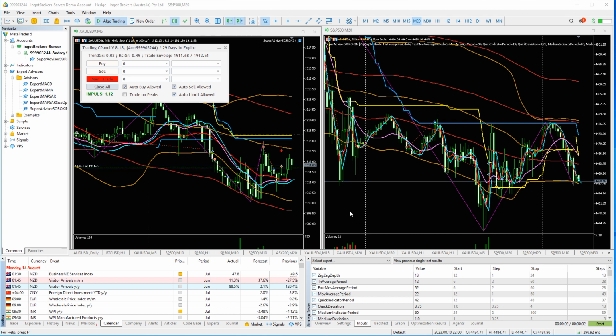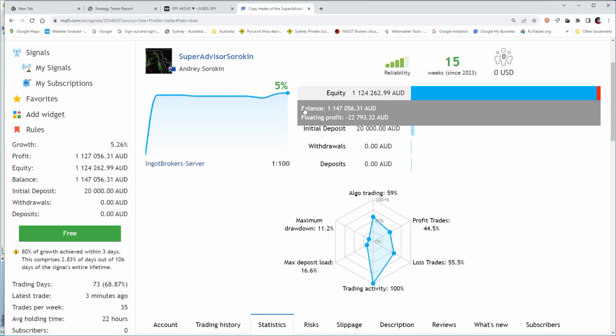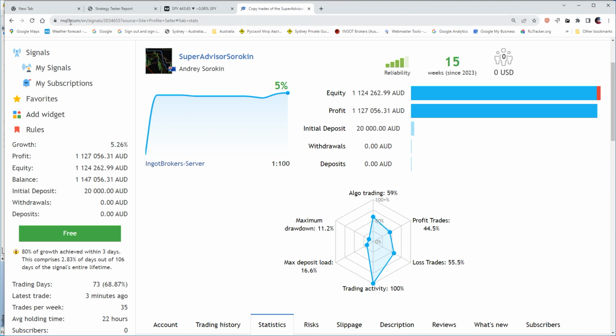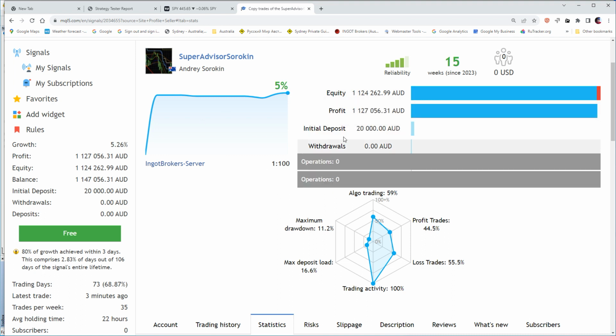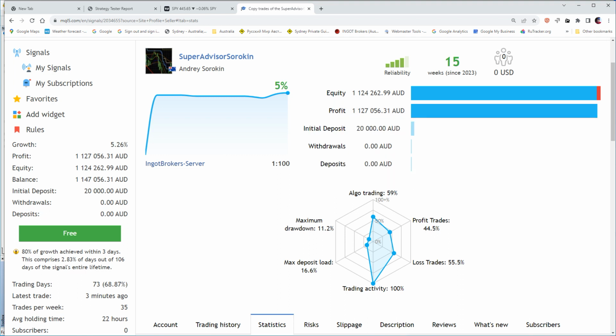So there is a system, Super Advisor Sorokin. It's pretty good. You see, this is the official MQL website on the MetaTrader platform. For example, you see I tested the system on my demo account. There's the initial deposit, and right now the balance is moving up. So this is real data and real-time trading. You can subscribe to the Signal if you want.